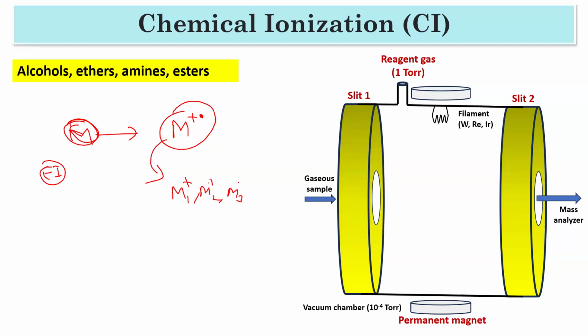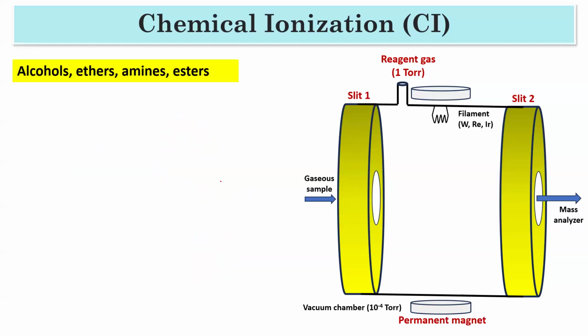So if you get the spectra, you will get a spectrum, but you may not get the molecular ion peak. You may not get it. That is the disadvantage of the EI, electron ionization method. That's why people are inventing various new ionization techniques.